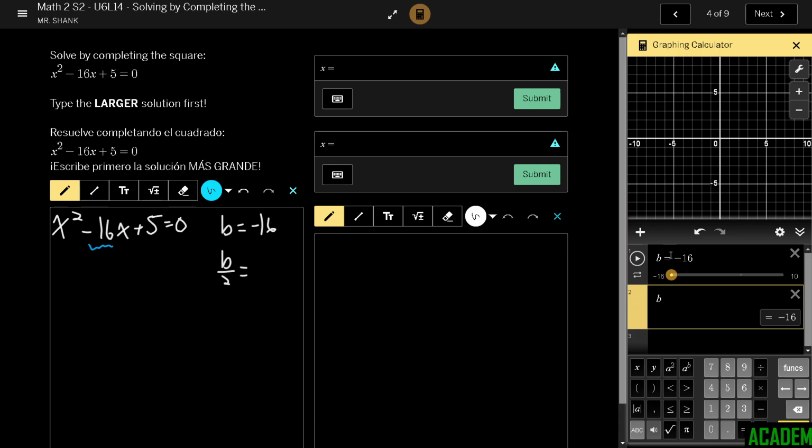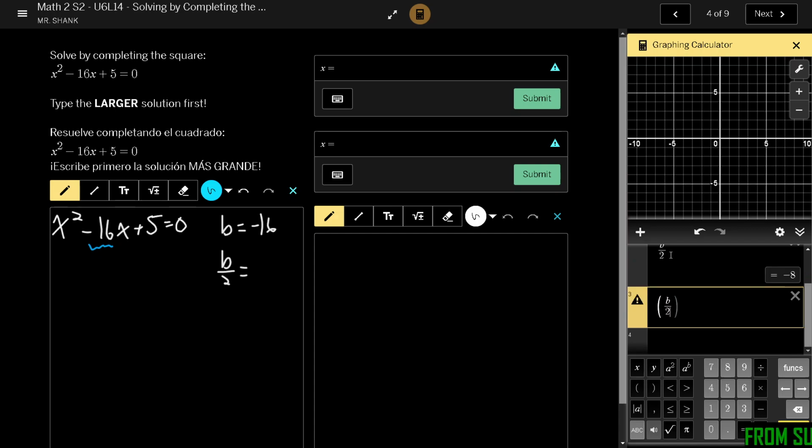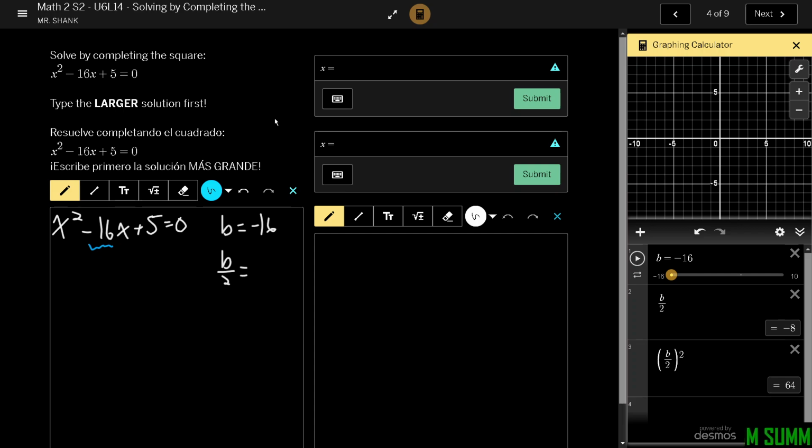So now I could say b over 2 is negative 8. And then I can say, in parentheses, b over 2 squared. So b over 2, and then parentheses, exponent 2 is going to be 64. So let me actually write that down so that way I have it. So I'm going to say b over 2 is negative 8. Let me actually switch back on colors here. So I'm going to say negative 8, and in parentheses, b over 2 squared is 64. All right. So again, if you have any troubles typing any of this stuff in, please let me know. I want to make sure that you guys are able to use that powerful tool.